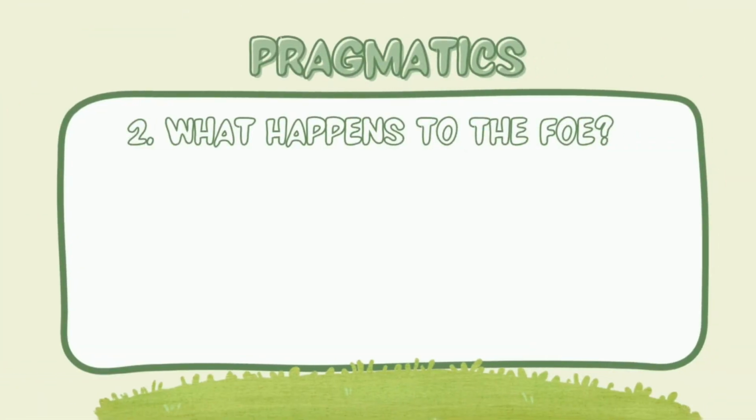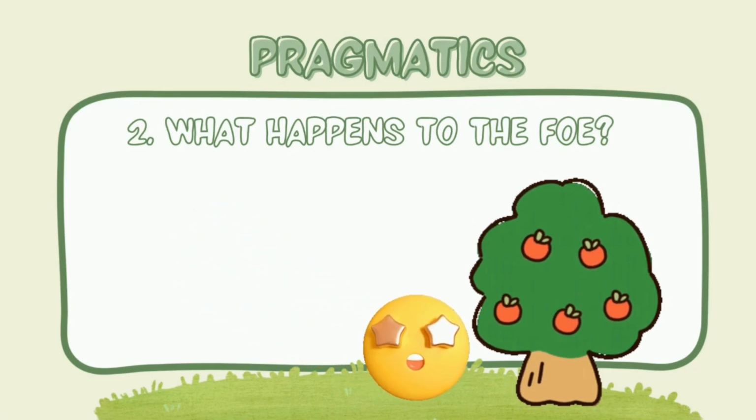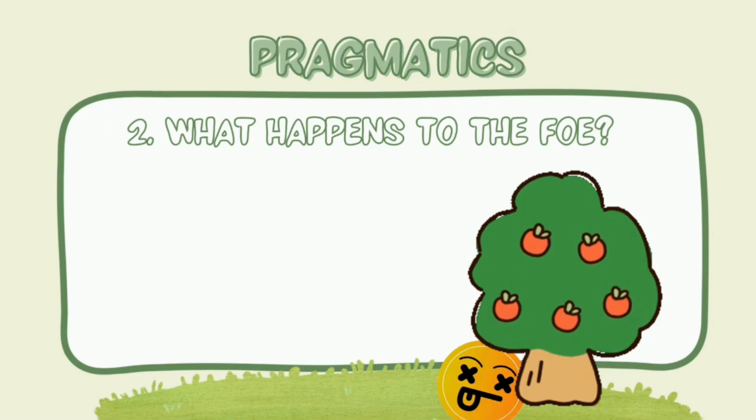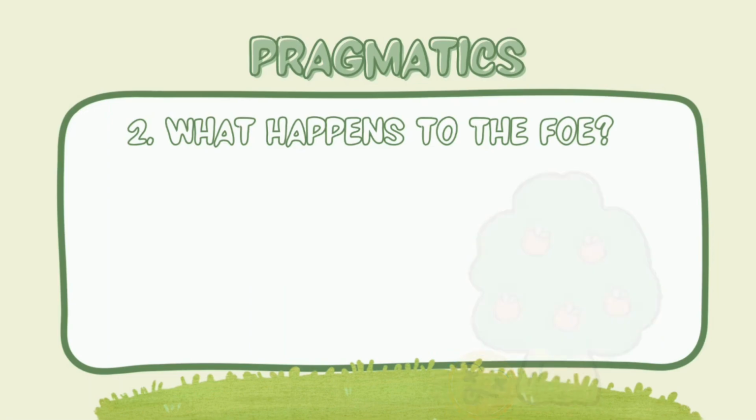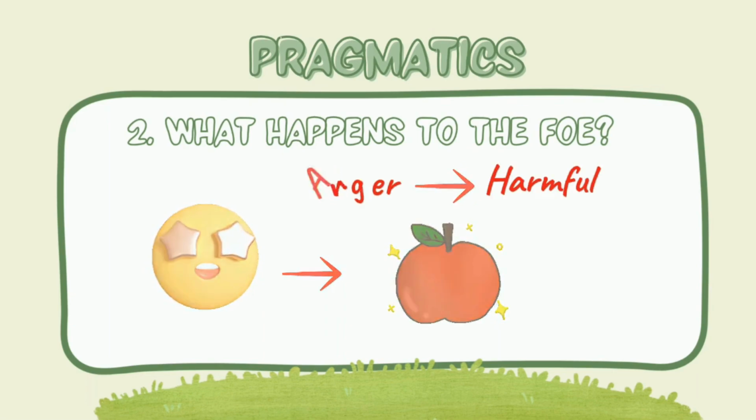Next is what happened to the foe. So the foe sees the apple and wants it because it looks good. He sneaks into the speaker's garden at night to take it, but in the morning, the speaker finds the foe lying dead under the tree. What does this mean? The foe was tricked by the apple's appearance. This shows that suppressed anger can turn into something deceitful and harmful.